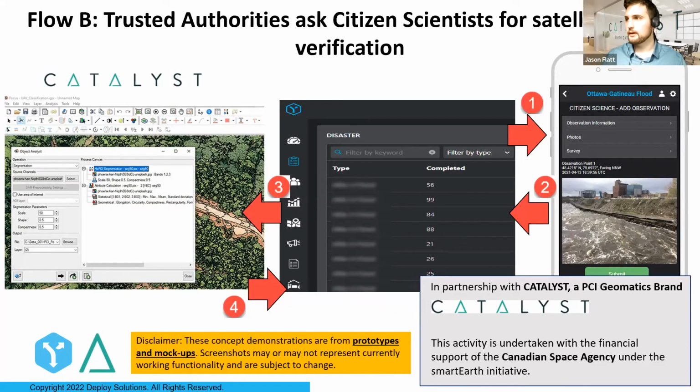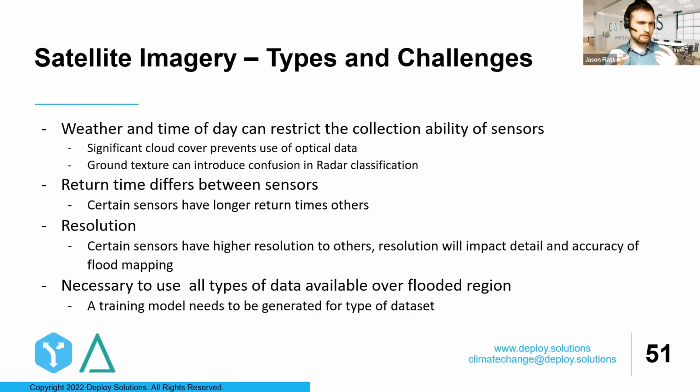So next slide. What I want to talk about is the different types of data and their challenges, right? We're working with potentially optical imagery and radar imagery, and that itself has its own difficulties. First of all is weather, and of course, the time of day. During these flooding events, especially in the Vancouver data set, heavy rainfall can restrict the collection ability of sensors. For instance, during heavy rainfall events, significant cloud cover will prevent us from using any optical data because of the cloudy images.